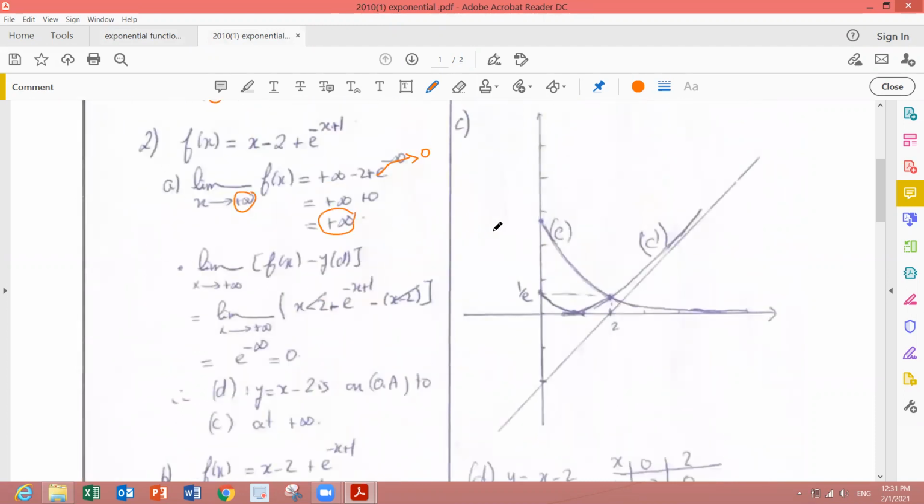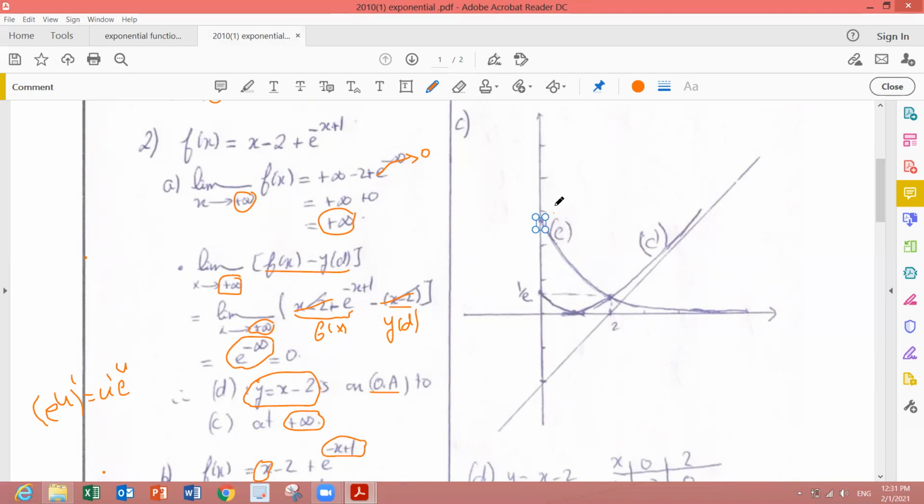First, let's copy C. This is C. This is the point we had. What was that point, if you remember? This point is 0, e. e is 2.7. This point is 2, 1 over e. 1 over e is about 0.3. This point is 2, 1 over e. And we copy C. This is C.